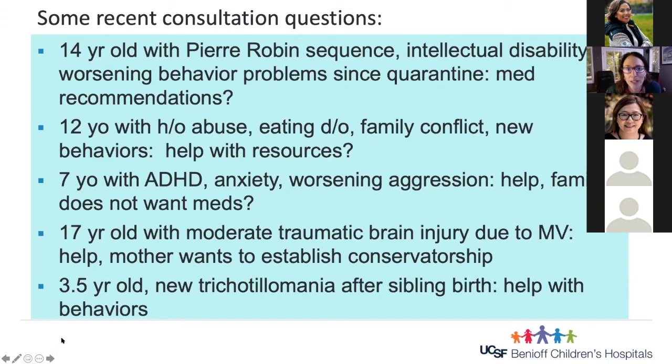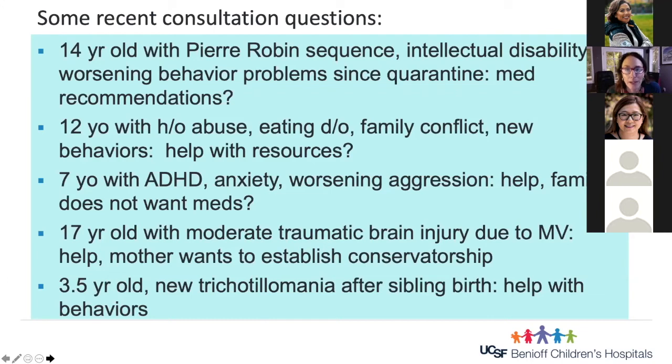One is a 14-year-old with Pierre-Robin influence, also with intellectual disability and worsening behavioral problems since quarantine. And the stated consultation question was help with medication recommendations. As with other consultation settings, we helped shape the consultation question to expand beyond just medication recommendations. There was also talk about how to help access regional center services in general, and then what types of behavioral interventions and school-based resources could be useful, and how to navigate those systems.